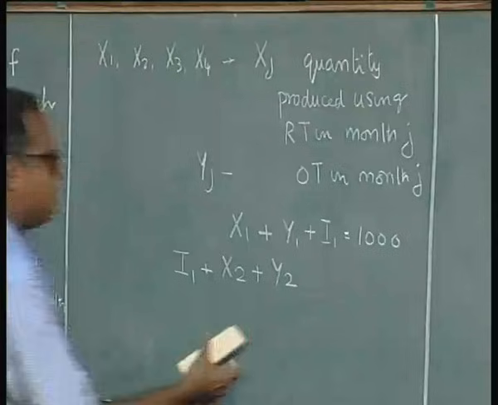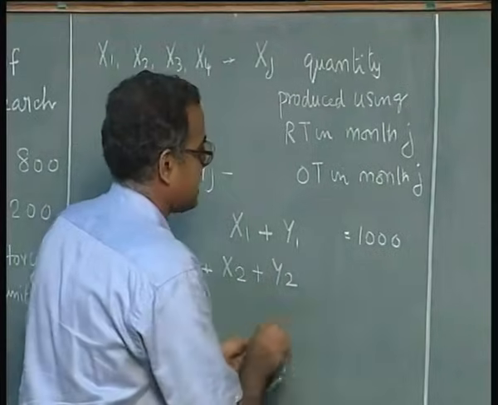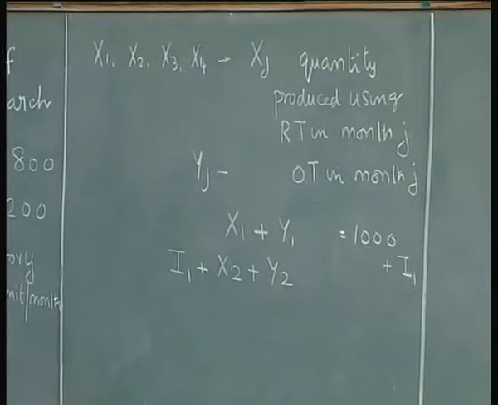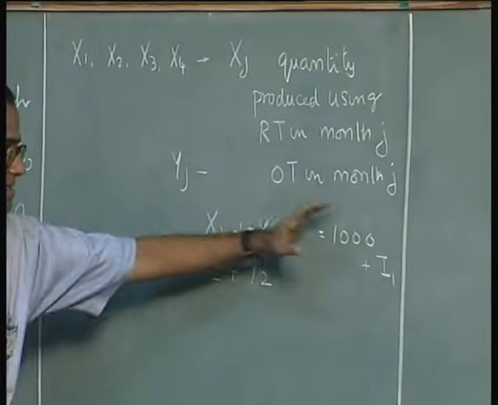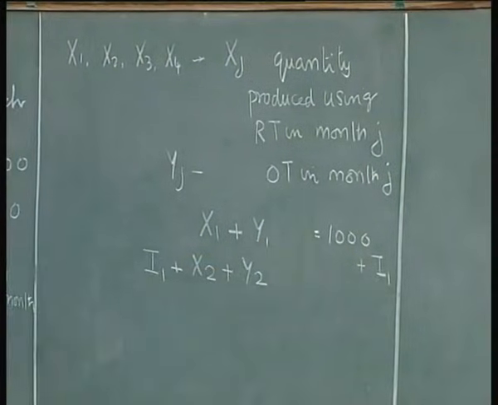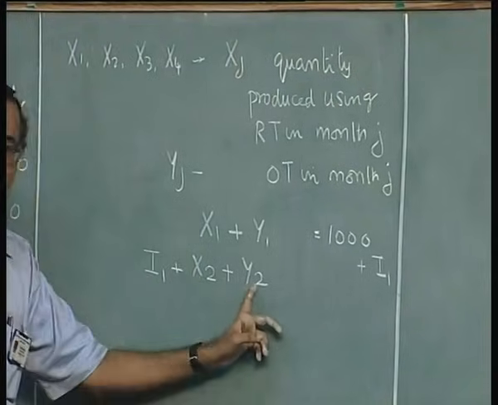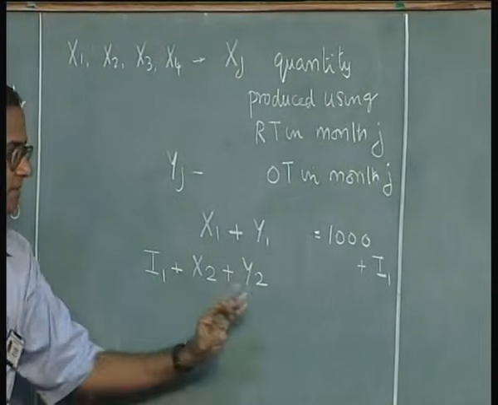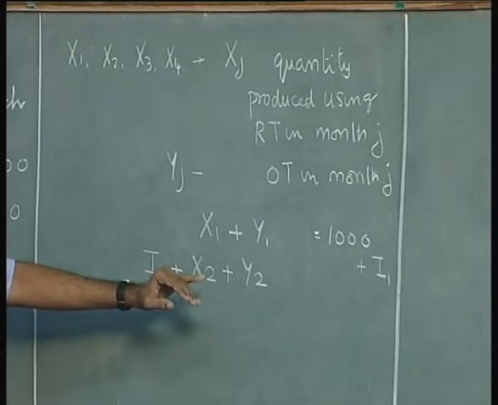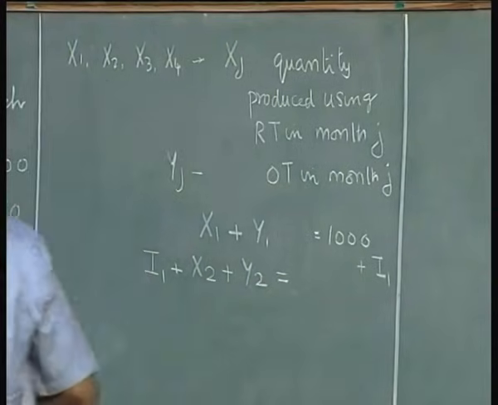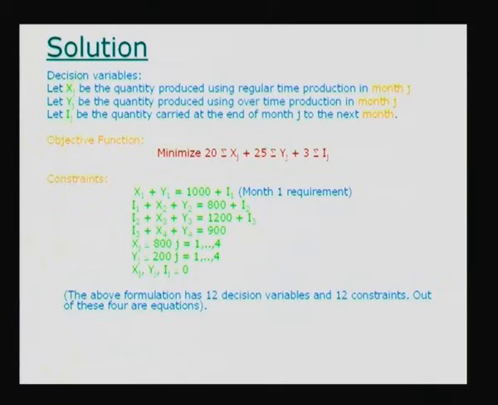Okay, I am sorry. So, x1 plus y1 is 1000 plus I1. So, the balance that is carried, x1 plus y1 minus 1000, is I1. So, we begin with I1, we produce x2 by regular time in the second month and y2 by overtime in the second month, and that has to be equal to the second month's demand of 800 plus what we carry at the end of the second month into the third month.